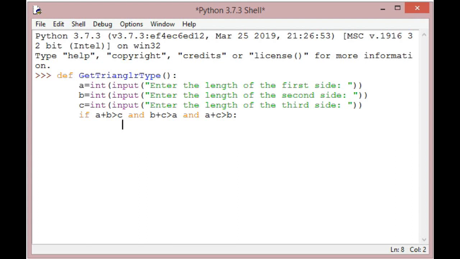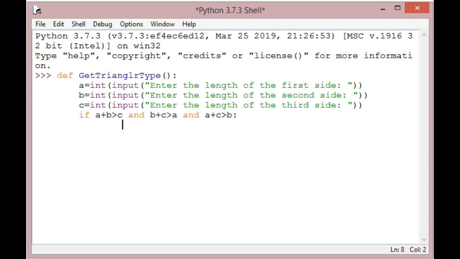So I don't need to write "triangle is possible" as a separate instruction, because when I'll be writing the type of the triangle, that itself is going to mean that the triangle is possible, because there I'll be either writing it as equilateral triangle is formed, isosceles triangle is formed, or scalene triangle is formed.